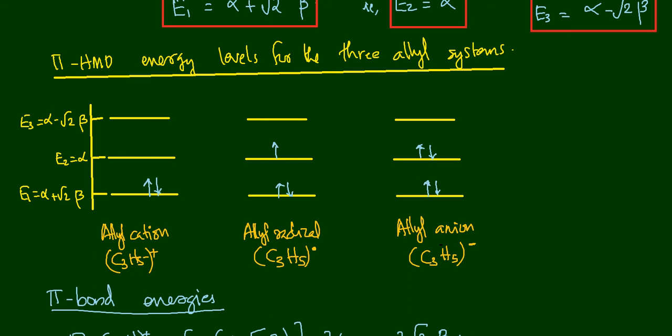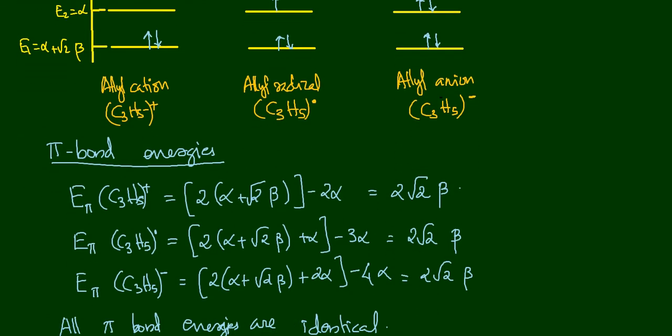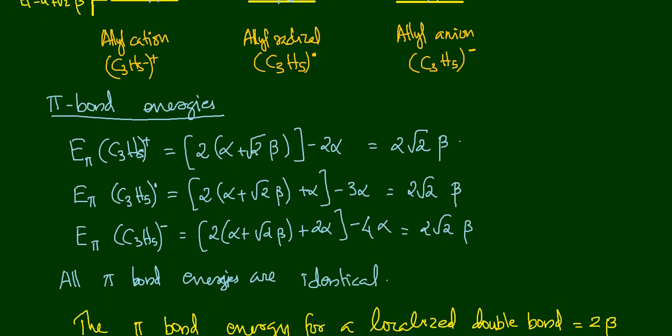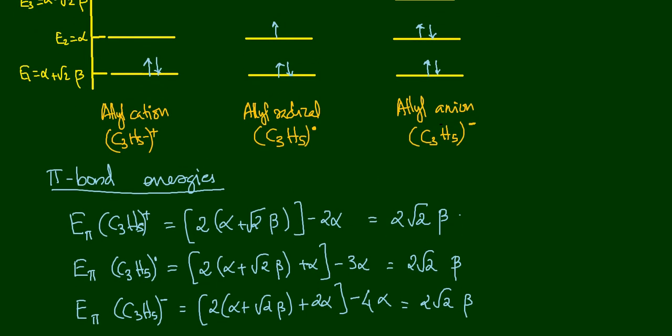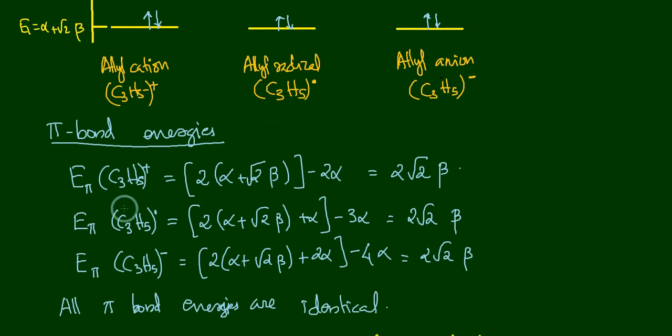Okay. And now we can go for the pi bond energies. In the case of the allyl cation, that is C3H5 plus, we can get the pi bond energy: we take the energy of the electrons when they are in the bonding situation, and then find the difference from the energy if there was no bond.